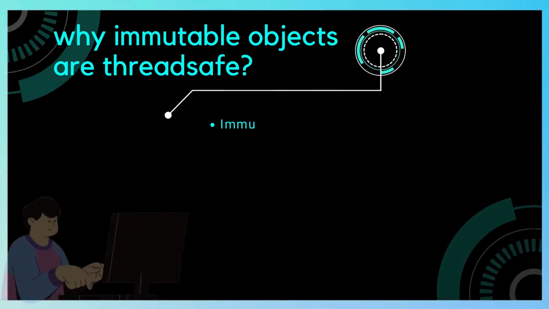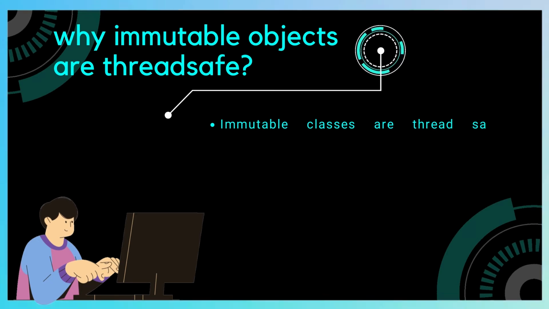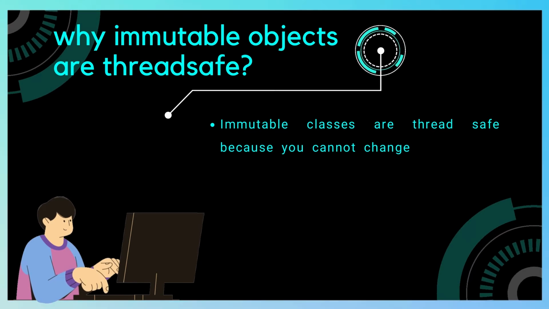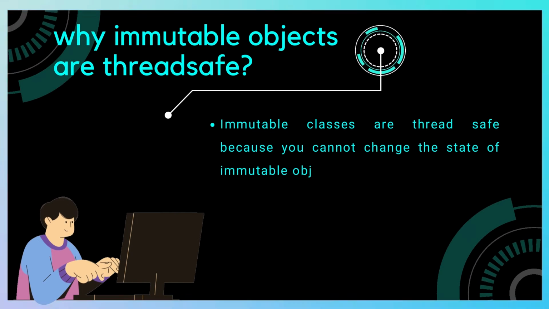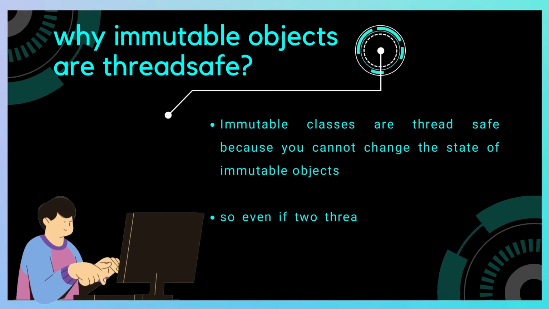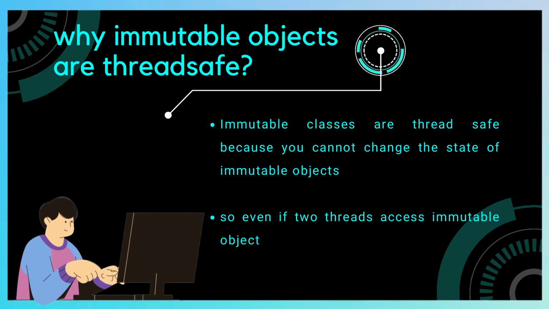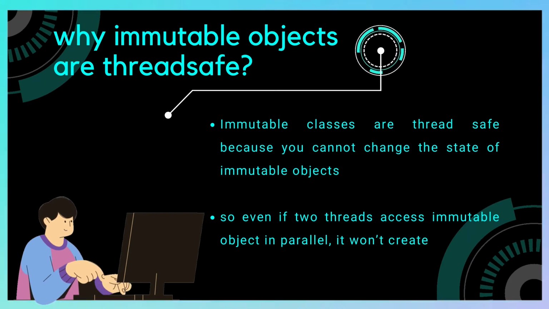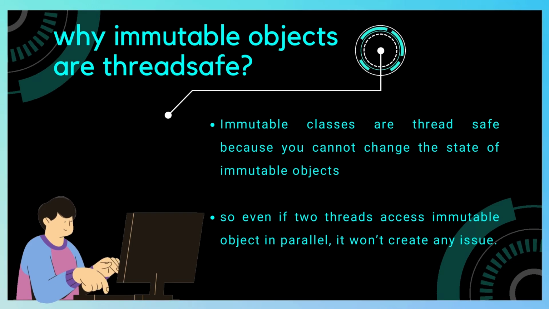Why immutable objects are thread-safe? Immutable classes are thread-safe, because you cannot change the state of immutable objects. So even if two threads access an immutable object in parallel, it won't create any issue.